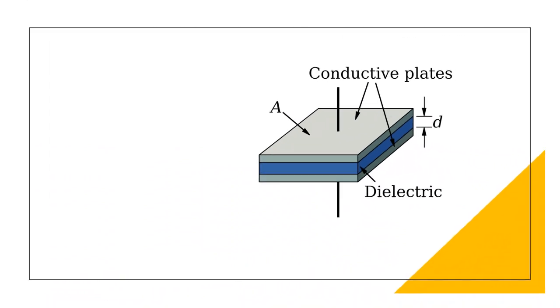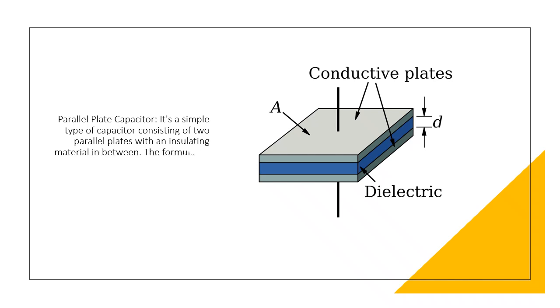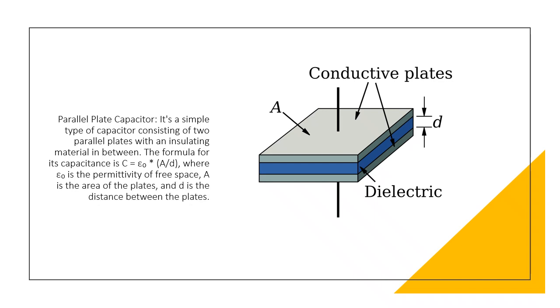Parallel plate capacitor. It's a simple type of capacitor consisting of two parallel plates with an insulating material in between. The formula for its capacitance is C = εA/d, where ε is the permittivity of free space, A is the area of the plates, and d is the distance between the plates.